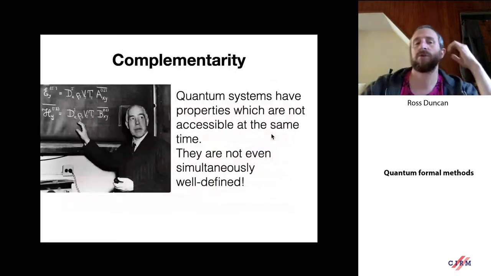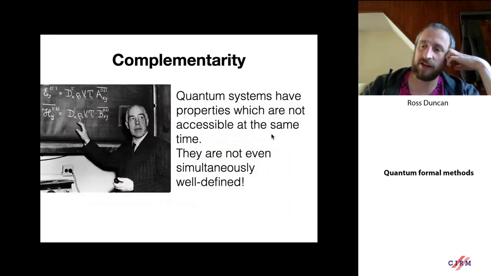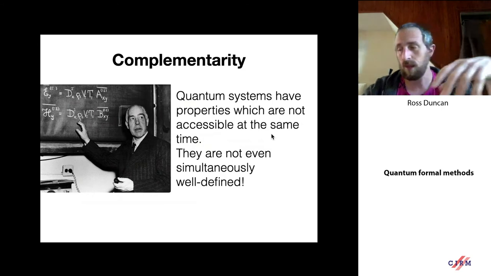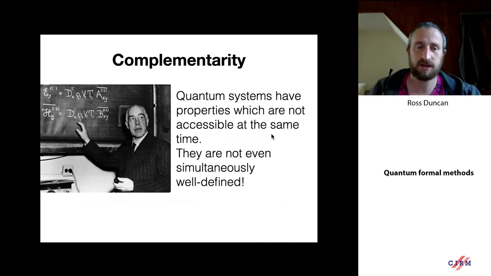So what we settled on was to try and find an axiomatization which talked about complementarity. So the idea of complementarity, as expressed by Niels Bohr in a much more obscure way, is that quantum systems have got properties, but they're not all simultaneously accessible. They're not even simultaneously well defined, which is a very radical break from the properties of classical objects. And I'm going to come on to how that pans out for us in a minute.